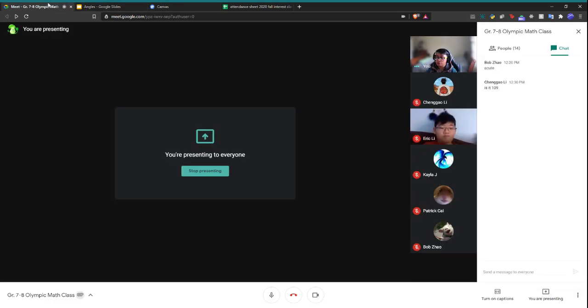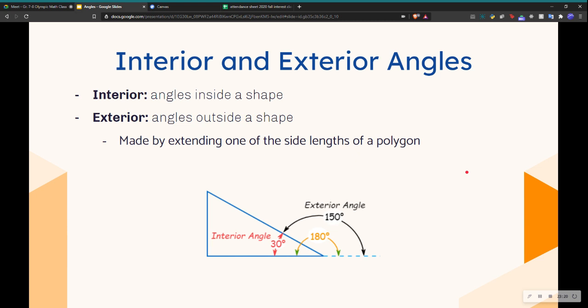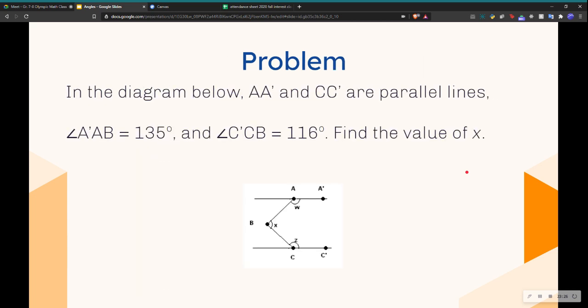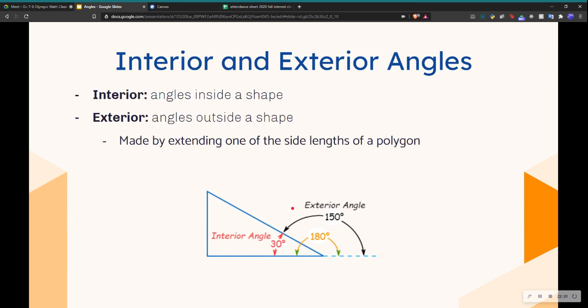Any questions? No questions? Okay, let's go back to the slideshow. So I have some things to cover. Let's look at something called interior and exterior angles. Actually, we covered interior and exterior angles in these parallel lines, but let's see what they are more specifically with polygons. These are pretty straightforward concepts.